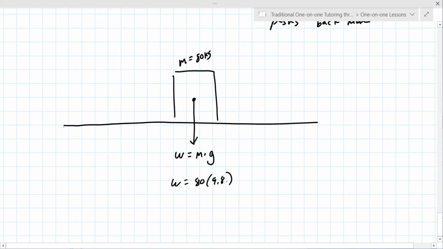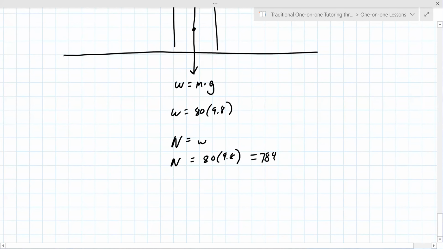Now, the normal force. Have you done free body diagrams in this class? No. Okay. The normal force is equal to the weight in this scenario. So the normal force is equal to whatever 80 times 9.8 is. So we can get that number. In fact, let's get it right now. The normal force is 80 times 9.8, which is 784.